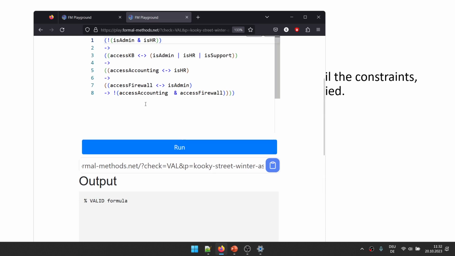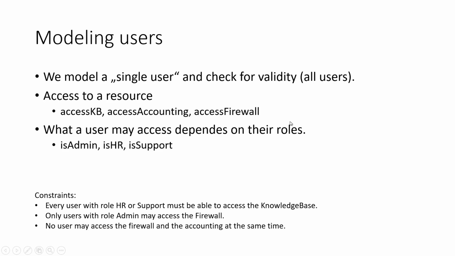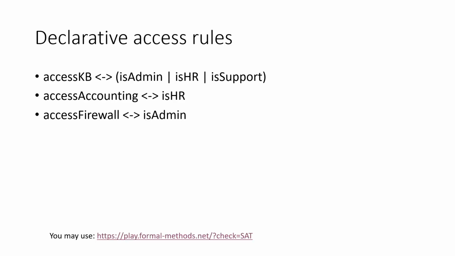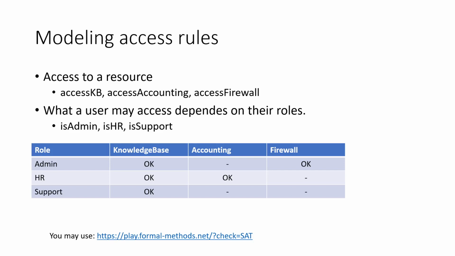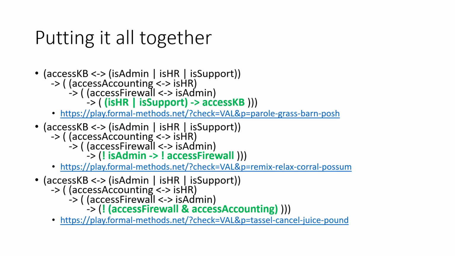So now really this constraint here, that no user may access the firewall and the accounting at the same time, we have checked it: if we disallow that somebody has both roles, admin and HR together, then nobody can access those resources at the same time. Okay, so of course, by looking at this table, you can check that manually. But if these tables get very large, then it's very difficult to check. So there, our SAT solvers are one good way to check them.